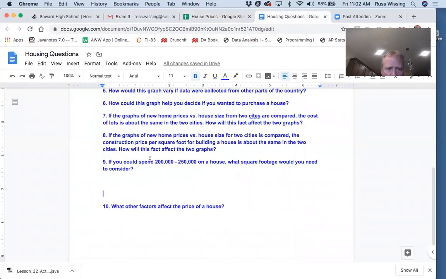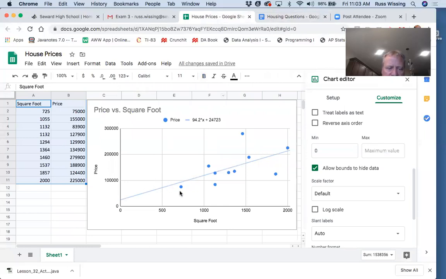All right, so number 8, it said the cost of the lots is about the same in 2 cities. What should be true about the graphs if the cost of the lot is the same? Anybody? Which part of this was the cost of the lots? The y-intercept. Yep, very good. So the y-intercept should be the same.